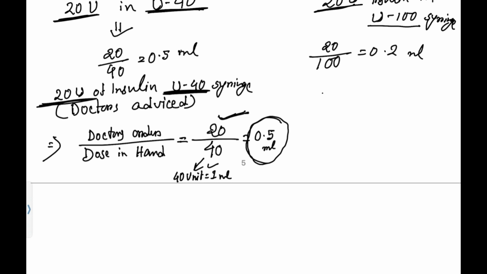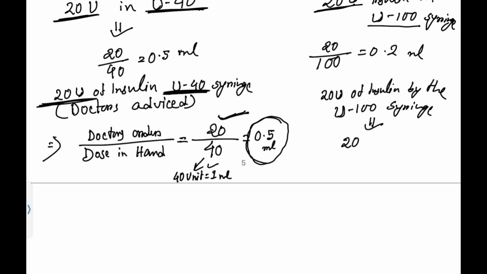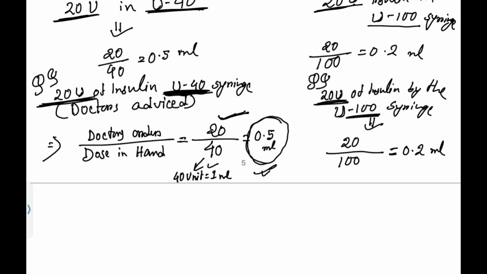But when the doctor orders you to give 20 units of insulin to the patient with the help of a U100 syringe, how much ml will you give? So 20 units, that is the doctor's order, divided by dose in hand, that is a 100 unit insulin syringe in your hand. So it comes to 0.2 ml like this. Can you see, 20 units here the doctor has advised, and here also the doctor has advised 20 units. But when you are taking a 40 unit syringe, your result is coming 0.5 ml.